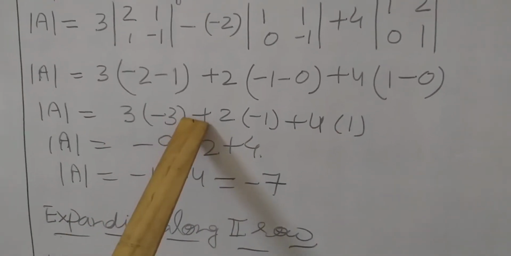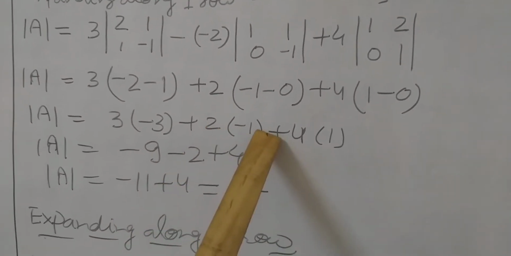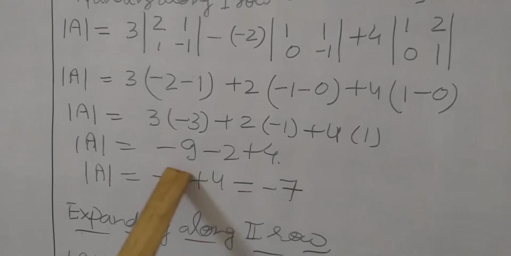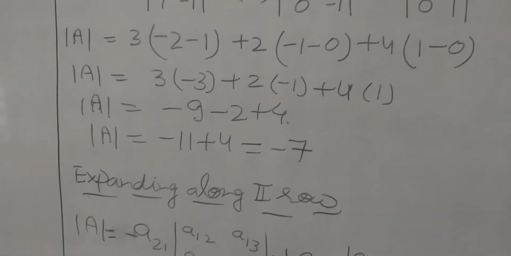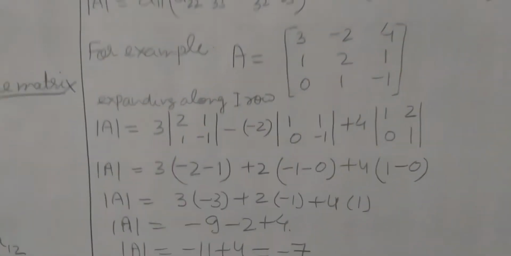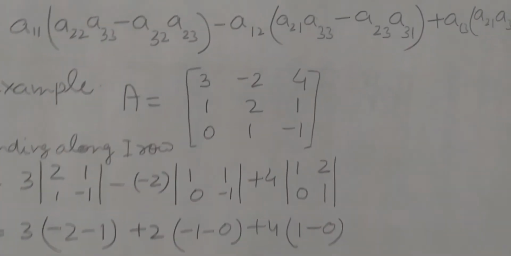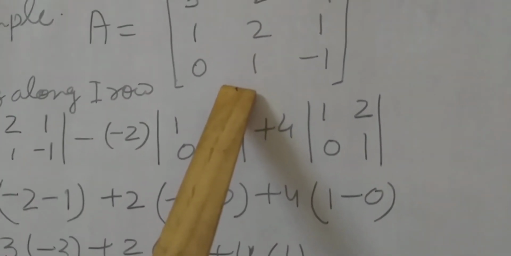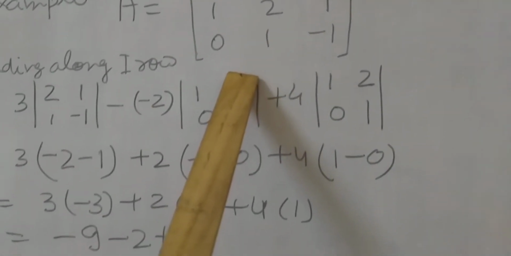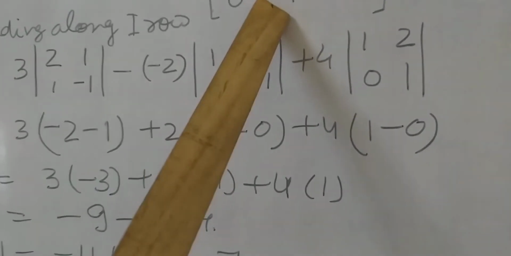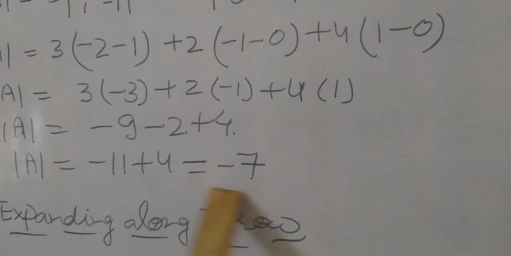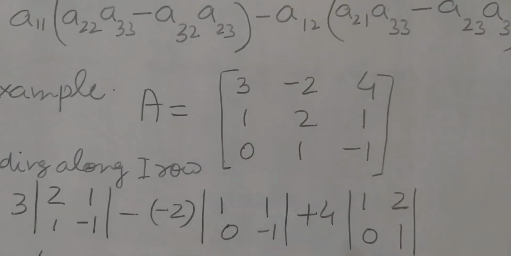Do the calculation. 3 times 3 is 9, so minus 9 plus minus 2 plus 4. So minus 11 plus 4 is minus 7. So minus 7 is the determinant of this matrix, students. This is a matrix of order 3 by 3. It is a square matrix of order 3. So we have changed this matrix into a number, minus 7. So minus 7 is the determinant of this matrix.